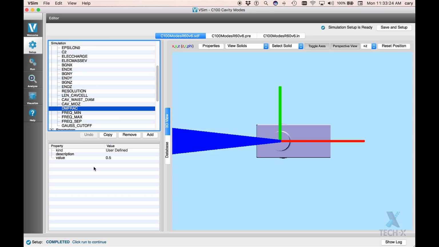But one can also use Richardson extrapolation to take two simulations at two different resolutions and get a very accurate result for the frequency. But that is a subject for another day.